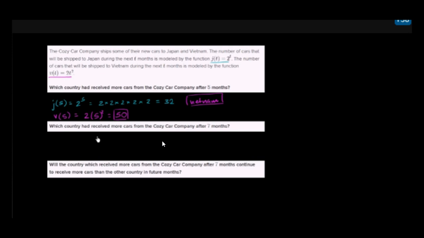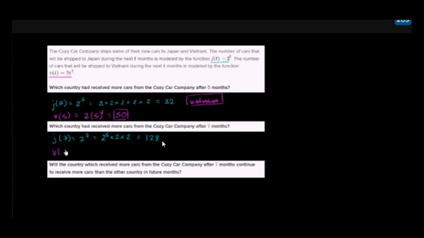Which country had received more cars from the Cozy Car Company, or will have received more cars after 7 months? So once again, let's try this out. j of 7 is equal to 2 to the 7th power. Let's see, 2 to the 6 is going to be 32 times, this is 2 to the 5th, times 2 times 2, which is going to be equal to 32 times 4, which is 128 cars after 7 months will have gone to Japan.